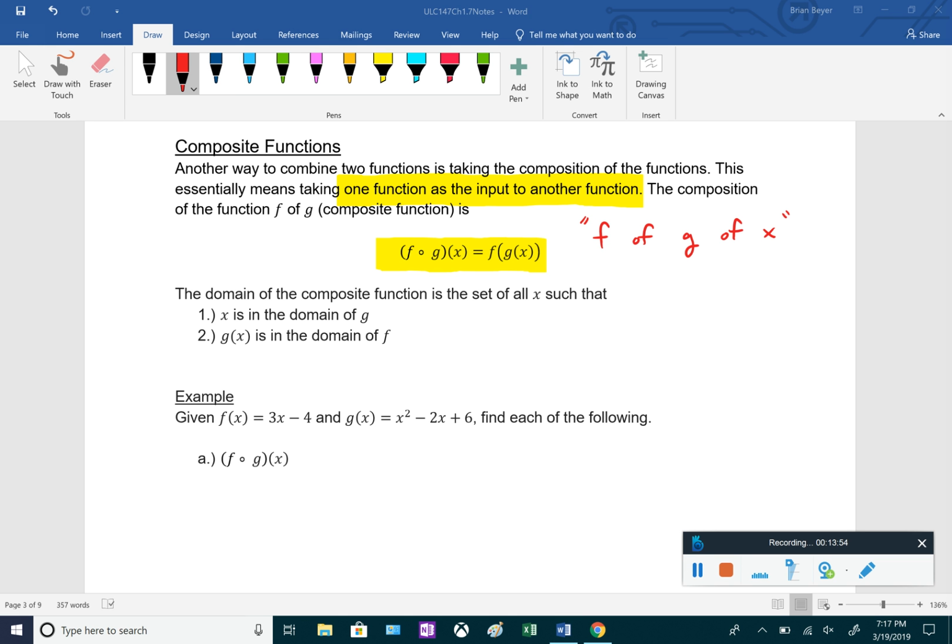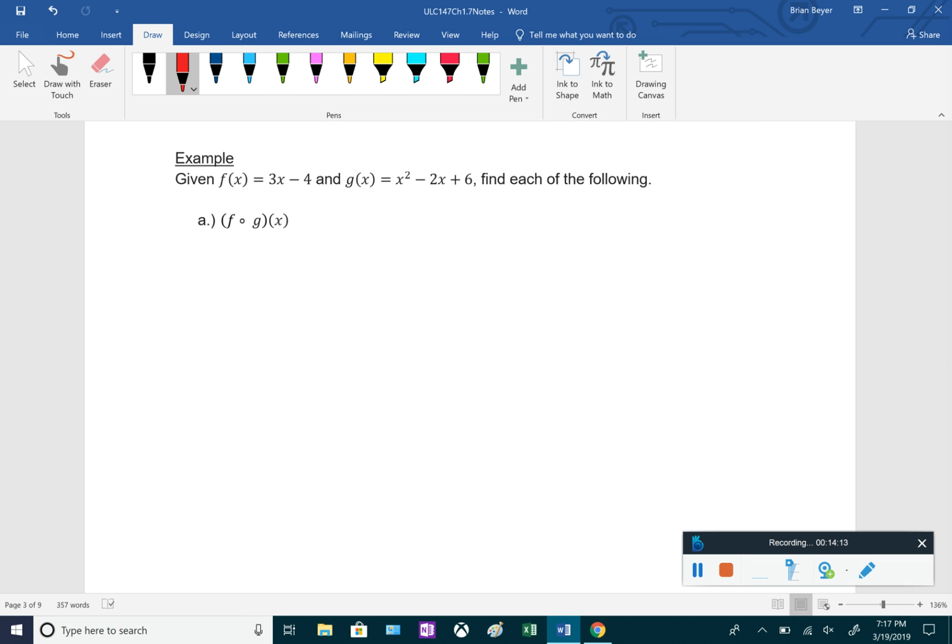So the domain for this is where it gets a little bit harder. The domain of the composite function is going to be all x values, such that x is in the domain of g of x, and g of x is in the domain of f of x. So it seems a little confusing, but we'll hopefully clear it up once we do an example in a page or two. So let's do this example.